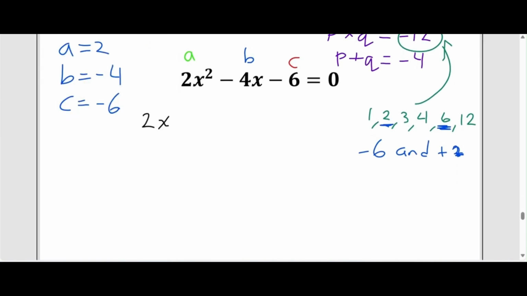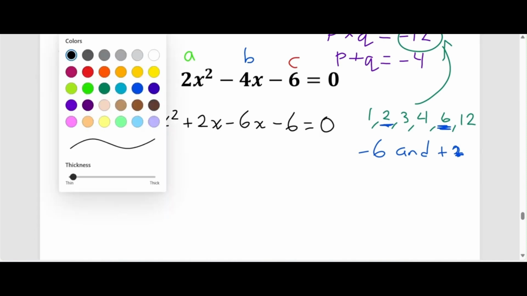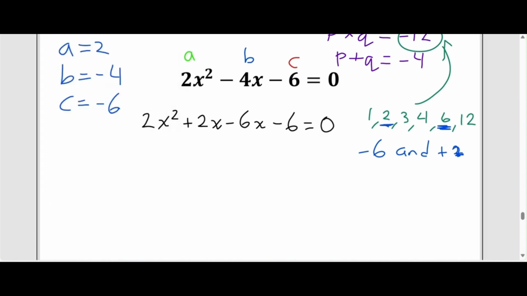And now we're going to do something called splitting the middle term. So you see that -4x in the main question? We're just going to replace it with the two newfound numbers that we have. So we have -6 and 2, and we're going to replace the -4x with those two new numbers. Now we're going to split it in half. We're going to work on each half separately. So we're going to take 2x squared and 2x, and -6x minus 6, and we're going to work on them individually.